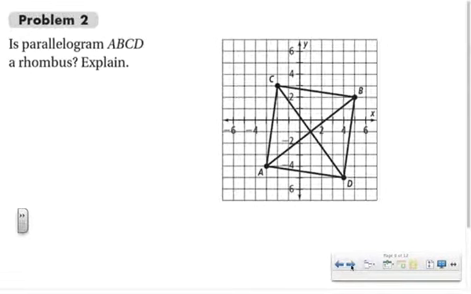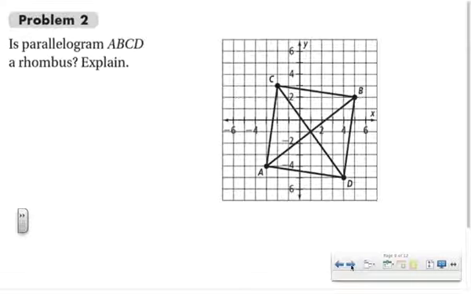In problem 2, we're being asked if this parallelogram is a rhombus. Now let me point out something to you that is tremendously wonderful. The fact that they've already told us that this is a parallelogram is very helpful. But I need to ask myself, is it more than this? Like I said, it's not that we're doing new things, but we're taking old things and applying them to this chapter. So let's think back on this chapter.